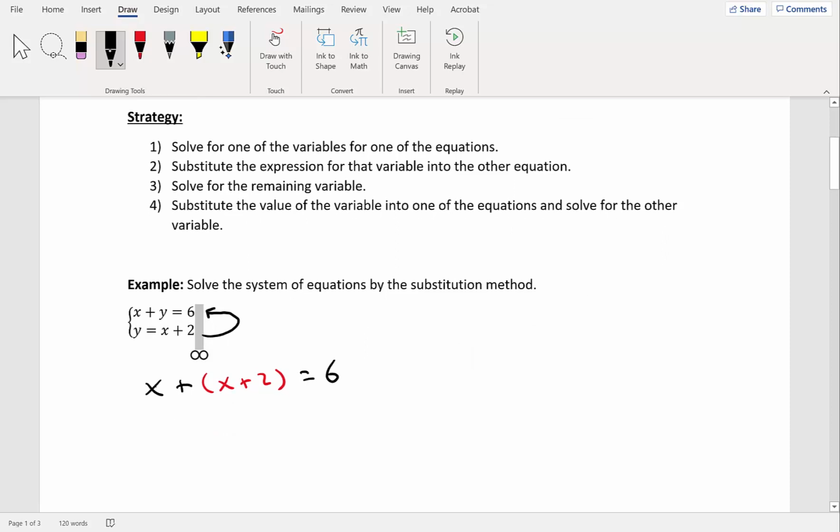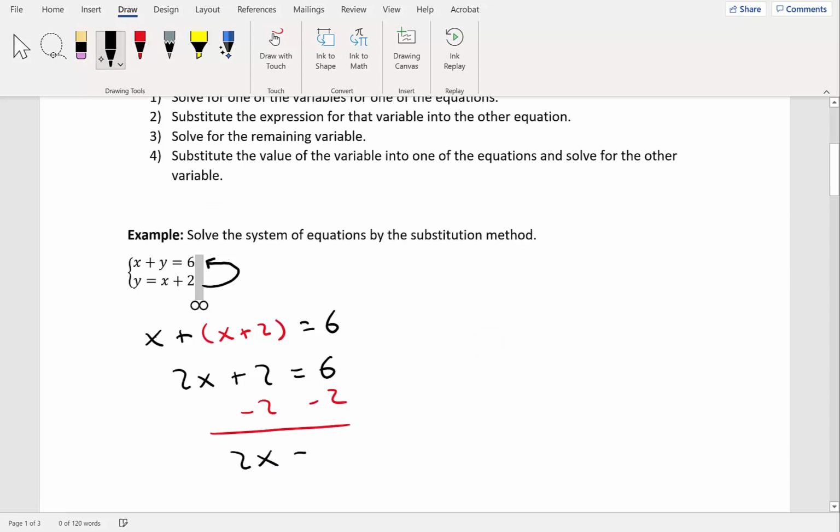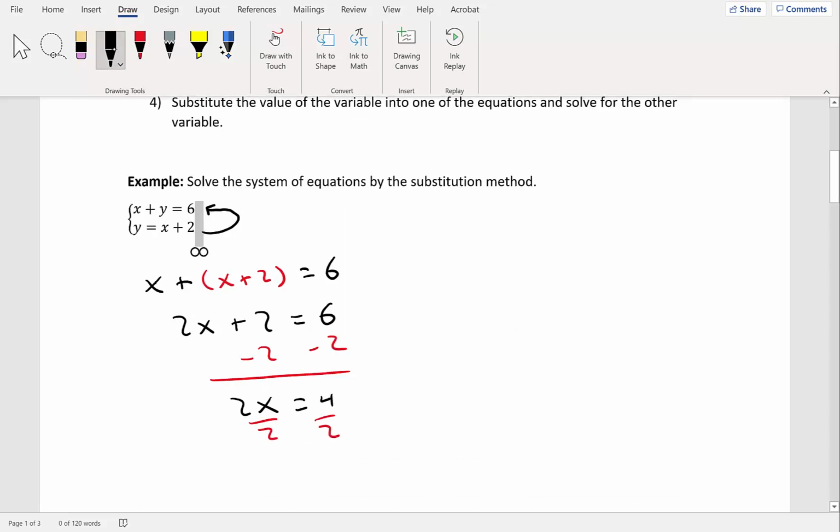So we have x plus 2. This is going to give us 2x plus 2, and we have equal to 6. Now continue to solve for x. Go ahead and subtract 2 from both sides. You get 2x is equal to 4. And now we could go ahead and divide both sides by 2, and we get x is equal to 2. So now we solved for one of the variables. We know that x has to be equal to 2.